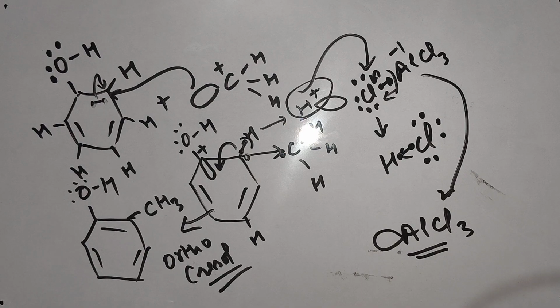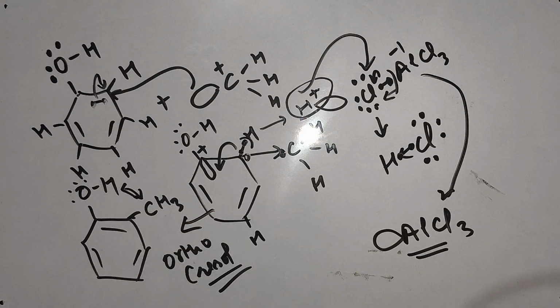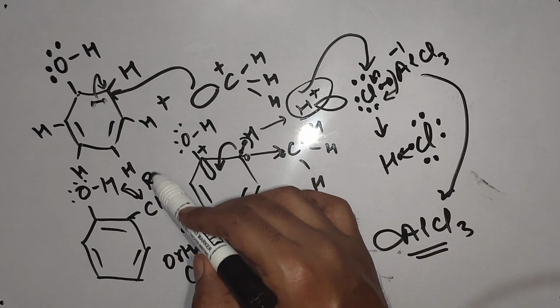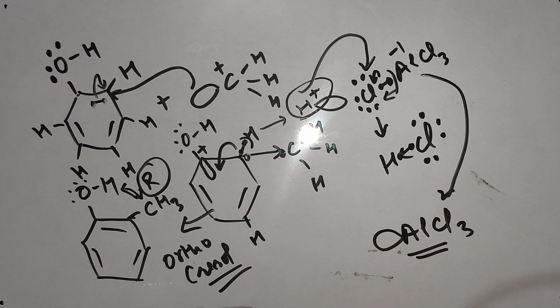But it will be a minor product. It will generate in less amount because OH and CH3 are very close. Repulsion problem. Due to repulsion and steric hindrance, the molecule is highly unstable.